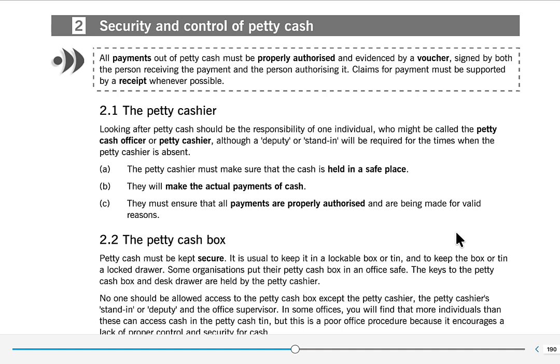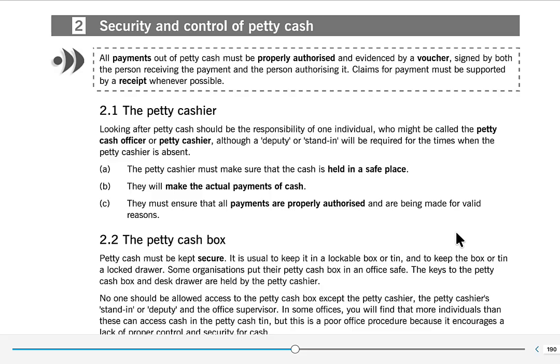Why signatures are important in petty cash. Lesson 2 also explains that vouchers should be signed. Usually, 2 signatures are needed. Signature 1, the person receiving the cash. Signature 2, the person authorizing the payment. This is very important because it creates responsibility. If someone signs, it means they accept the payment is correct. So later, if there is a problem, the company can investigate properly.